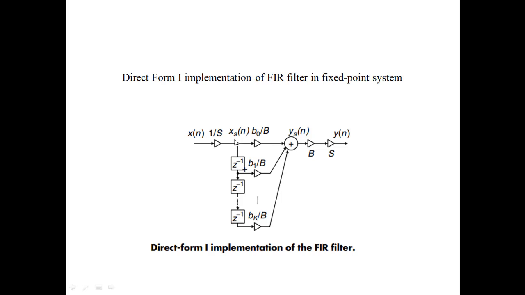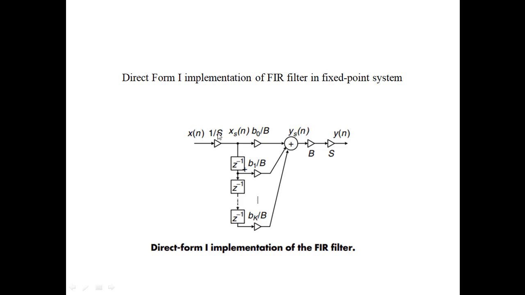Now we also have to take care that the filter coefficients b0, b1, b2 should not be out of range, in the sense it should not reach beyond 1. If that is the case, we will be scaling down the filter coefficients with a scaling factor of capital B. So all the filter coefficients are individually scaled with the factor of B. These scaled coefficients with the scaled version of the input are added in the adder, and this is called ys of n, the scaled version of the output.